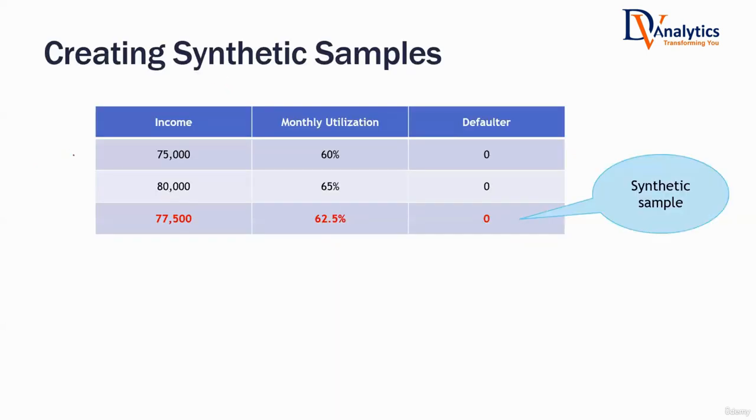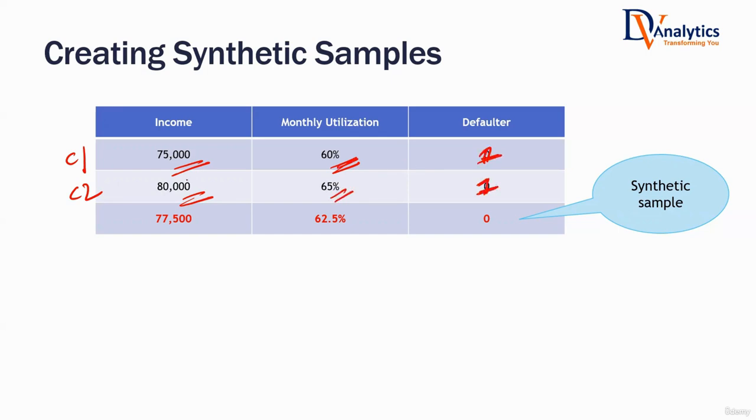For example, customer 1 happened to be a, let's say, defaulter. Customer 2 also happened to be a defaulter. Customer 1's income is this much. Customer 2's income, and monthly utilization. Do you understand what monthly utilization is? Monthly utilization 60% means if 1 lakh is the credit limit, on an average he is using 60%. For the other, on an average he is using 65%. Defaulters here we are denoting as ones.